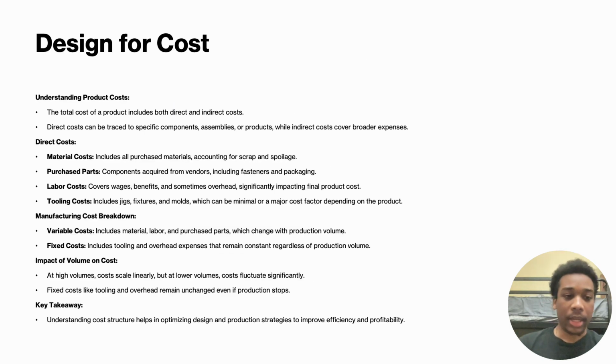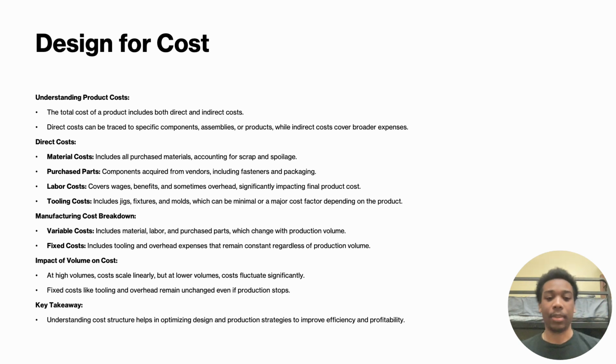So there's some definitions for what these things mean. So direct costs, these are all things that directly go into creating the product. You have material costs, the purchase parts, the labor, the tooling. Then you have manufacturing costs. There's also variable costs and fixed costs.